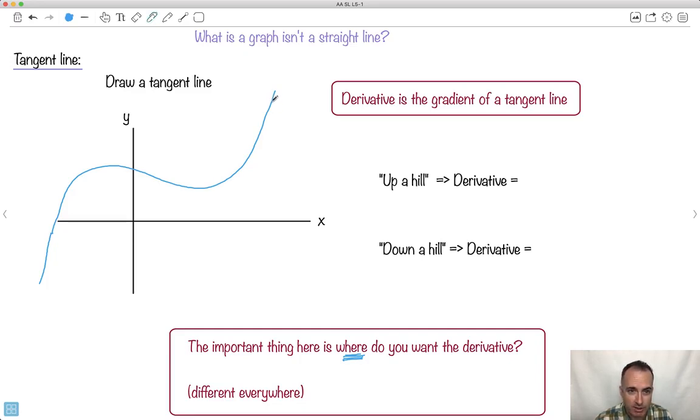If I'm standing here, I'm really going up a hill. It's very steep. Here, it's really flat. Here, it's also flat. Here, I'm going down a hill, but it's not so steep. So really what matters then is we have to pick some point. Let's say I pick this point right here.